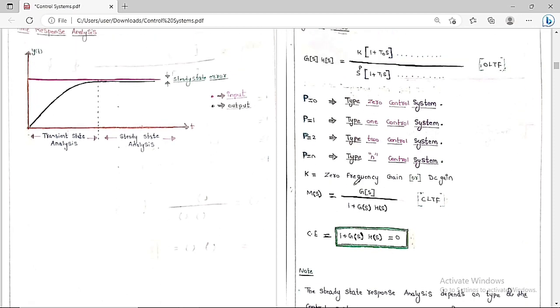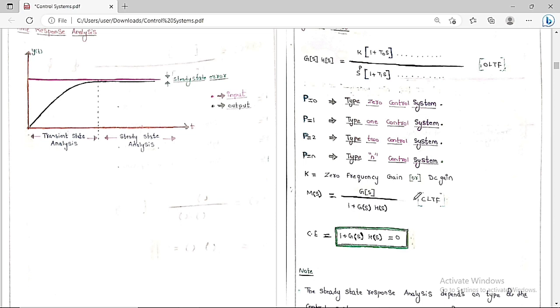I've already told you that the closed loop transfer function C(s)/R(s) for the negative feedback system is equal to G(s)/(1 + G(s)H(s)). This is the closed loop transfer function, the overall transfer function of the negative feedback system.